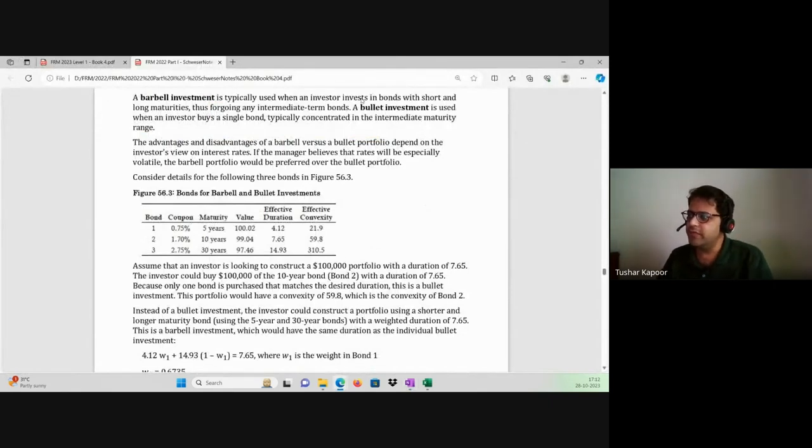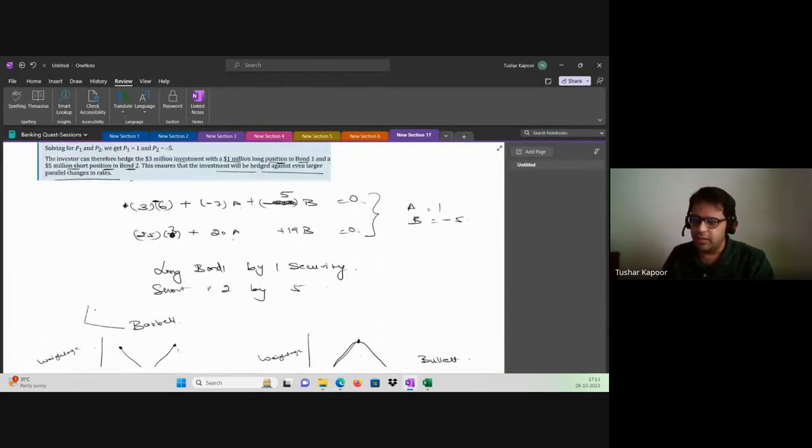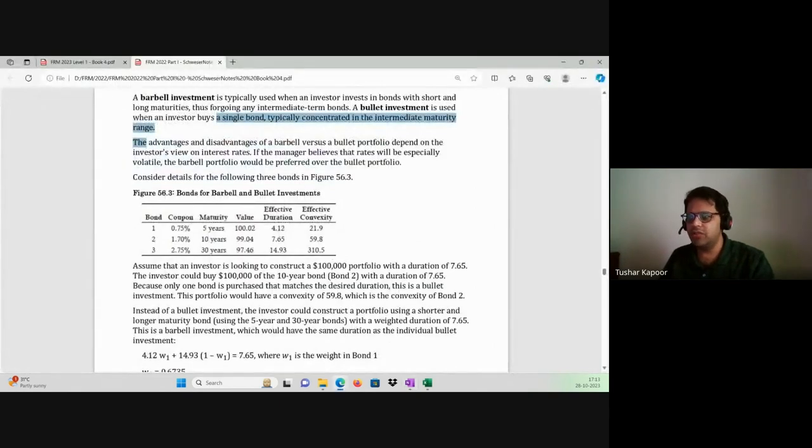A barbell is typically used when an investor invests in bonds with a short and a long-term maturity, thus foregoing any intermediate term bonds. And the bullet is when an investor buys a single bond, typically concerned with the intermediate maturity range. Some books also define this diagram differently: sorry, this is the barbell, and the bullet may be represented like this, with every investment in only one security. It depends on what kind of graph; I've used a line graph, they can use a chart as well.